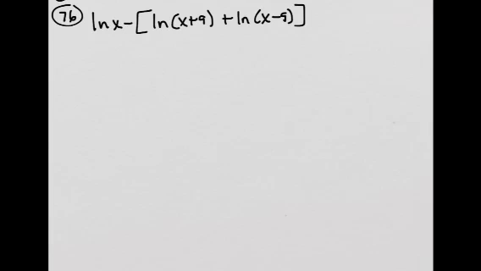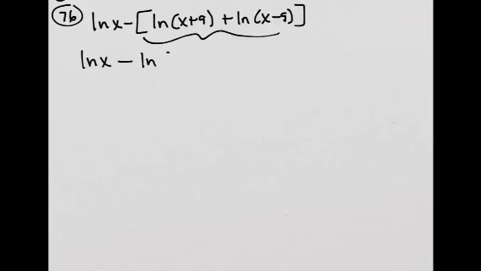Alright, so we're back to condensing. So we're going to write this expression as a single log. So we're going to use the order of operations. So first we're going to simplify this. So ln x minus the sum of the logs is the log of the product.